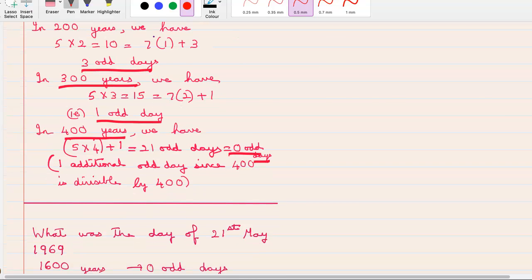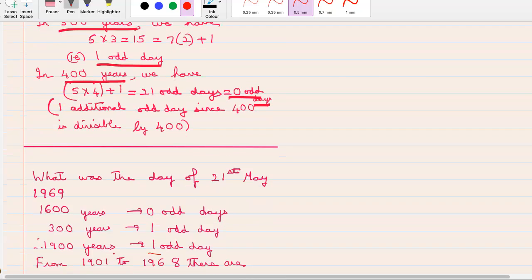In 400 years, we have 5 into 4, 20, plus 1 additional day because we have 1 extra day. 400 is divisible by 400, so it's a leap year. So we get 1 extra day, that is 0 odd days. So using this, we will solve a few problems.